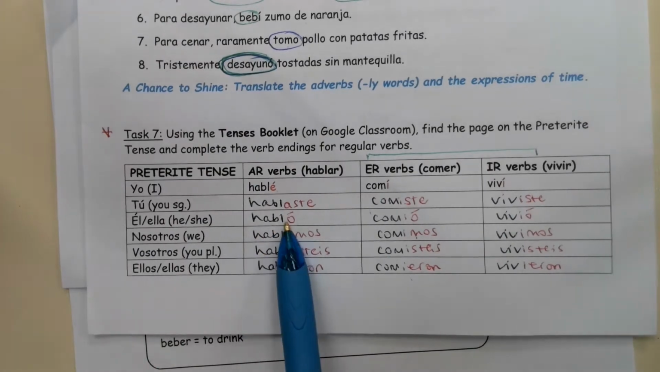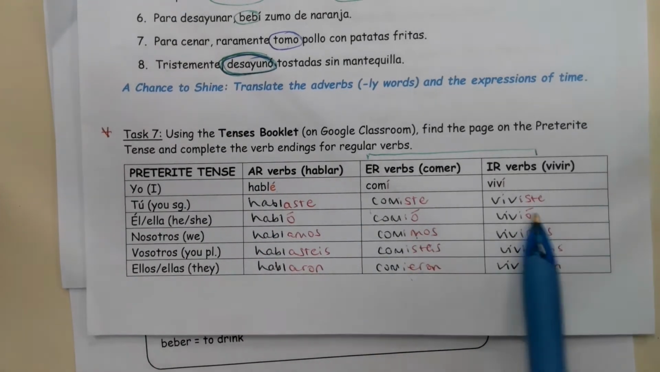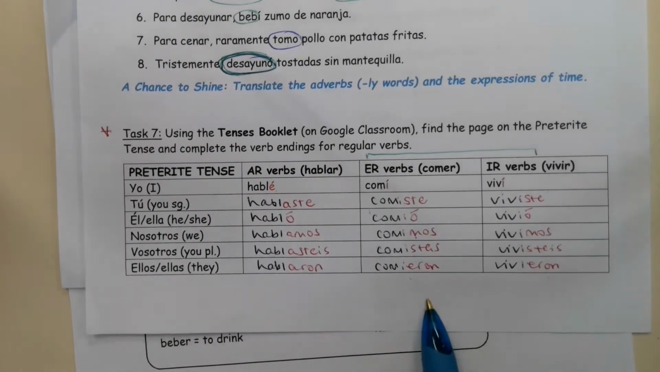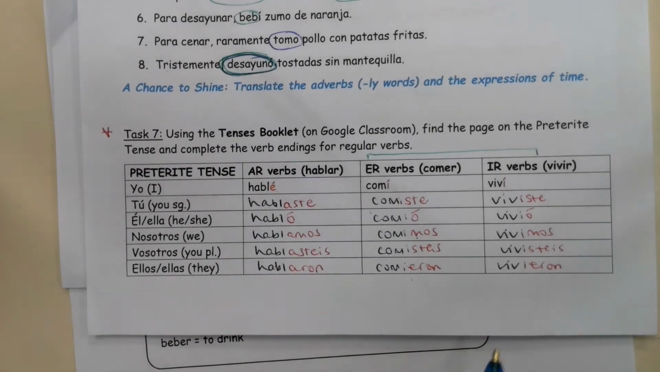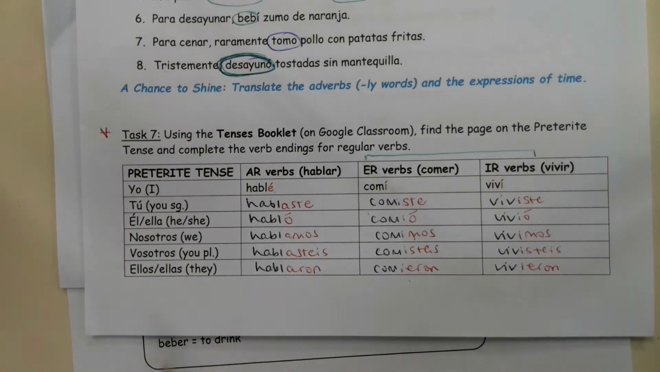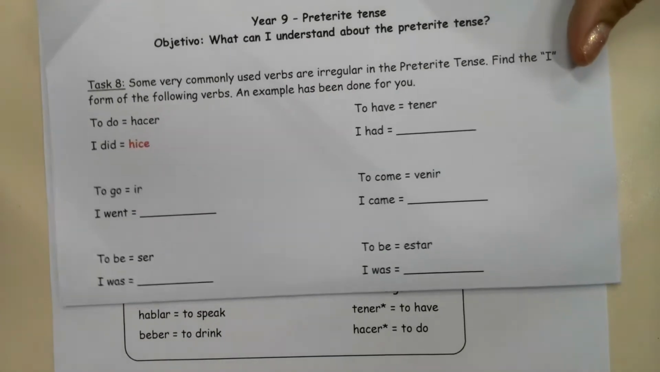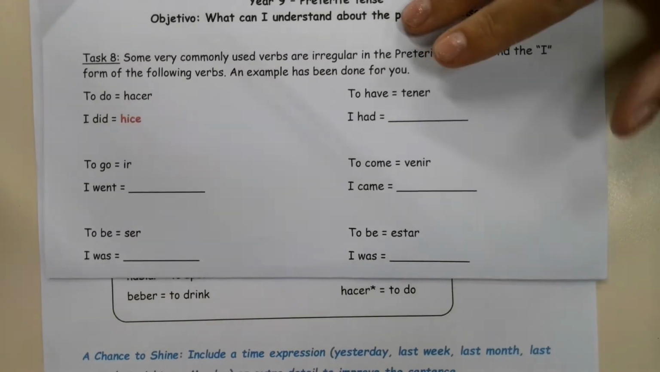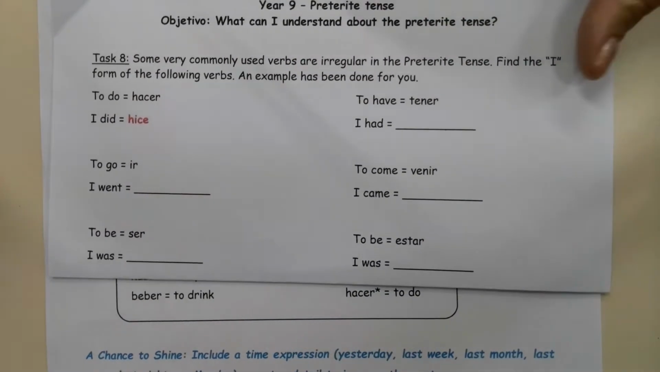And then for AR verbs, we've got these endings. For ER and IR verbs, we've got these endings. They're both exactly the same. So if you're not confident with that, have another little look at the other Preterite Tense video or your Tenses booklet. And I wanted to just show you a couple of irregulars. So these are, again, in your Tenses booklet in the Preterite Tense section.